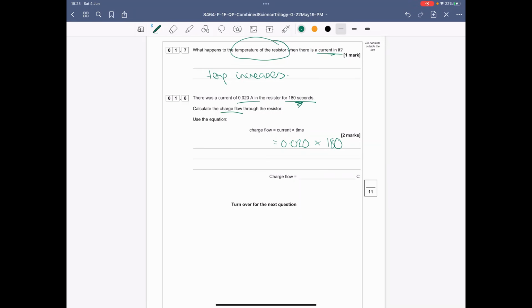Be careful because sometimes they put it in minutes, but here they've been kind again. So you literally just have to substitute it and it gives you an answer of 3.6 coulombs. So that's a nice, easy question to start off with.